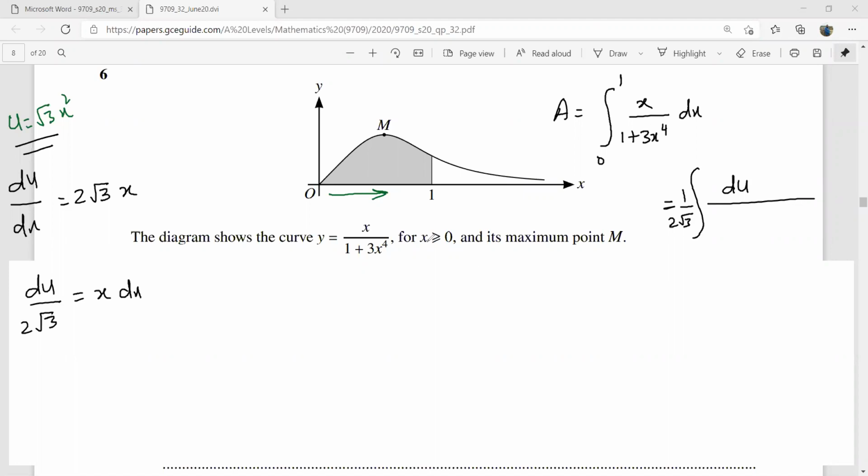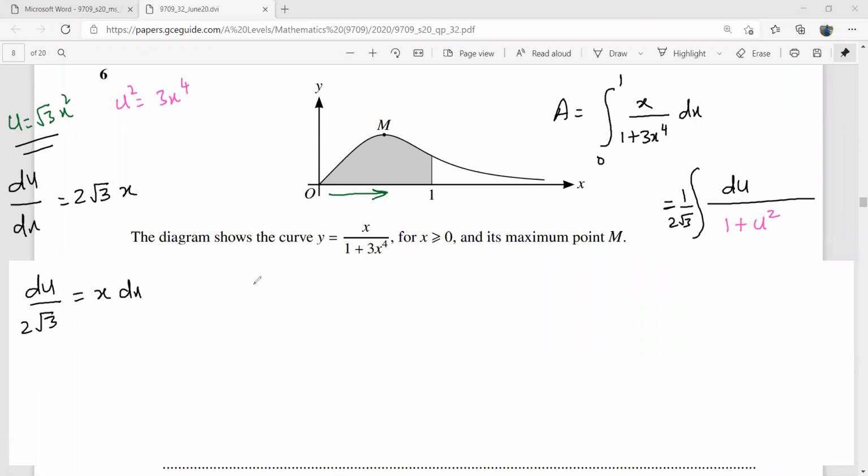Then there is 1 plus 3x to the power 4. If you are clever enough to see that if you square both sides of this given substitution, you will have u squared equal to 3x raised to power 4. So this becomes 1 plus u squared. How many of you can tell me how to integrate this, du over 1 plus u squared? Let's talk about the limits now.